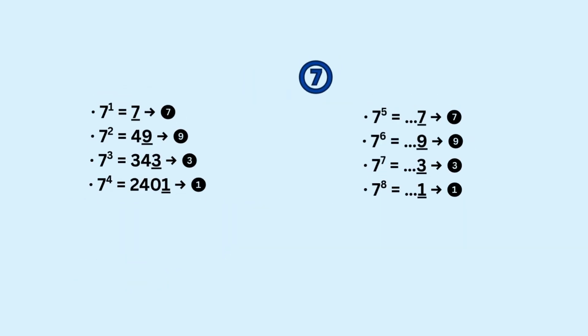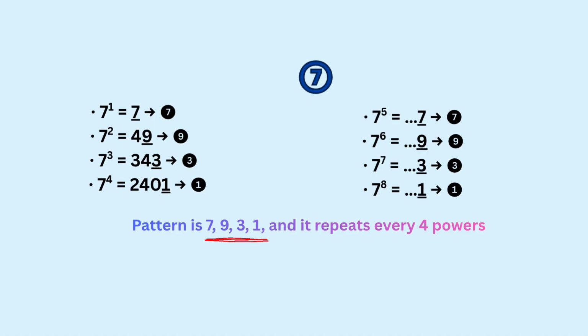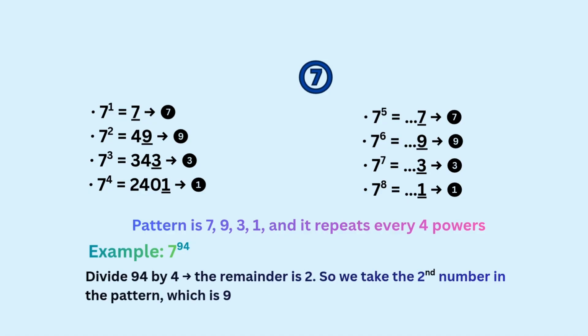And now let's see 7. 7 to 1 is 7, 7 squared is 49, 7 cubed is 343, 7 to 4 is 2401. And the pattern you can see here is 7, 9, 3, 1, and it repeats every 4 powers. And we can see the example, 7 to the power of 94. If we divide 94 by 4, the remainder is 2. So we take the second number in the pattern, which is 9.